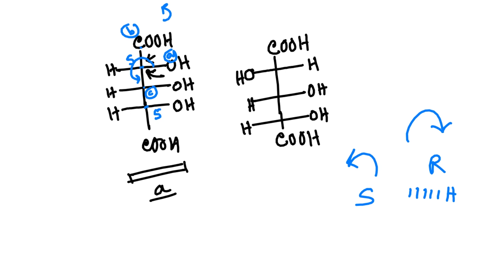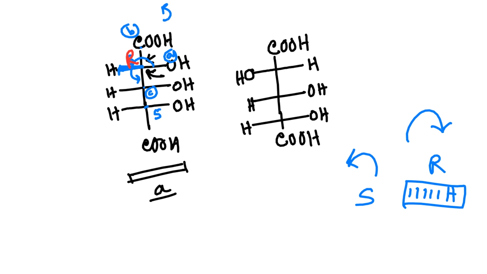Yes, sir. This rule, clockwise R and anti-clockwise S, is applicable when your least priority group is at the bottom, or at the rear side from you. But in the Fischer projection formula, this hydrogen is pointing towards you, so it is above the plane. So the rule will be reversed. Here clockwise means S, anti-clockwise means R, right? Okay, sir. So that means it is not S, but it is R. So it will be R.